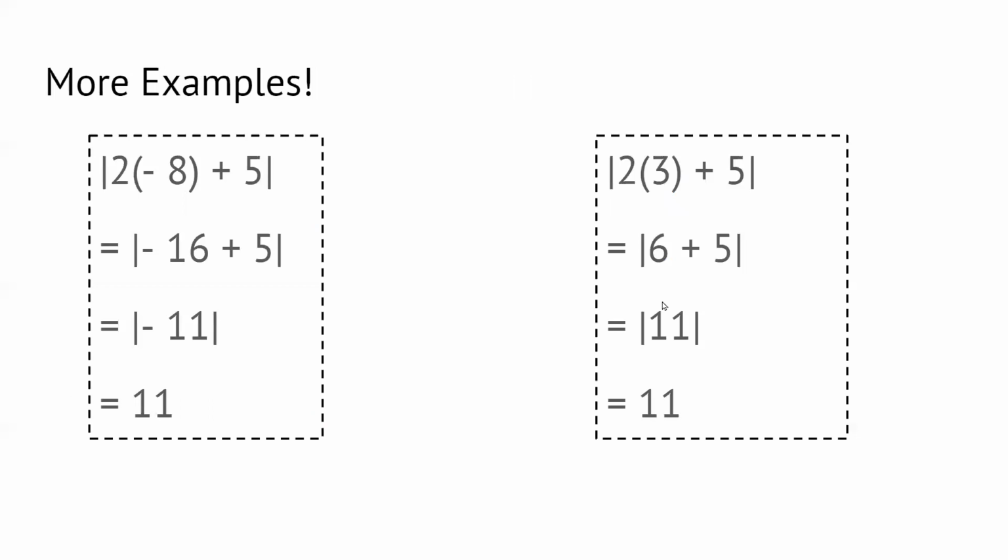Let's go ahead and do some examples. Let's try the absolute value of 2 times -8 plus 5. 2 times -8 is -16. Add 5 to get -11. And with the absolute value sign, you get 11. For our second problem, multiply 2 and 3 to get 6. Then add 5 to get 11. And the distance from 0 is 11.